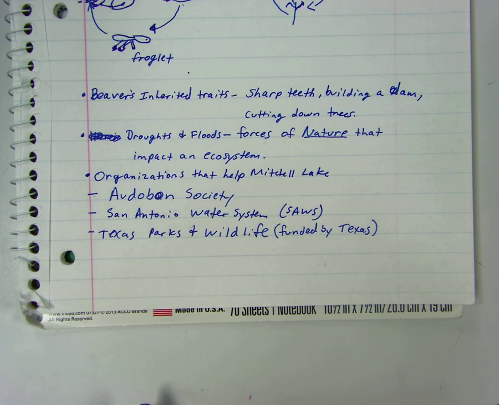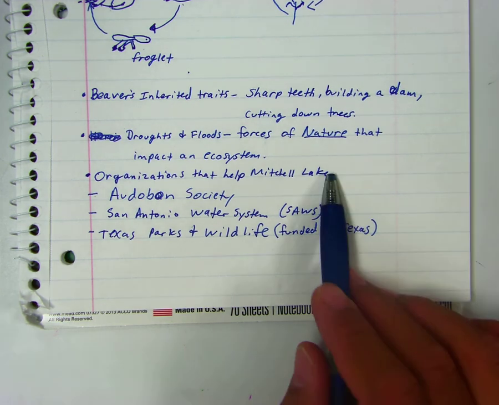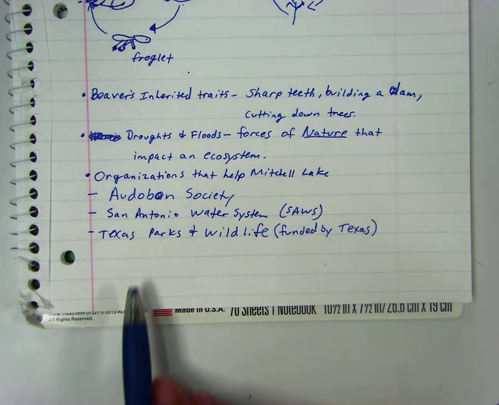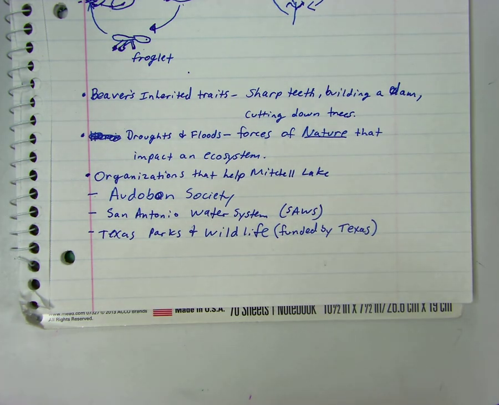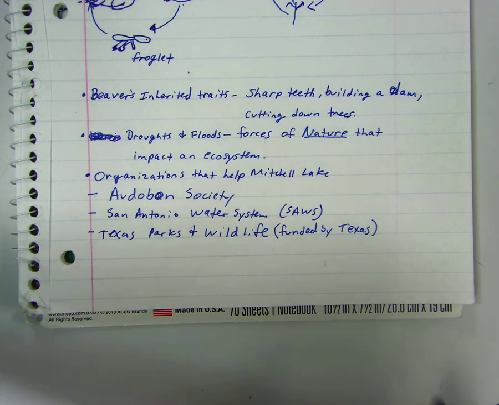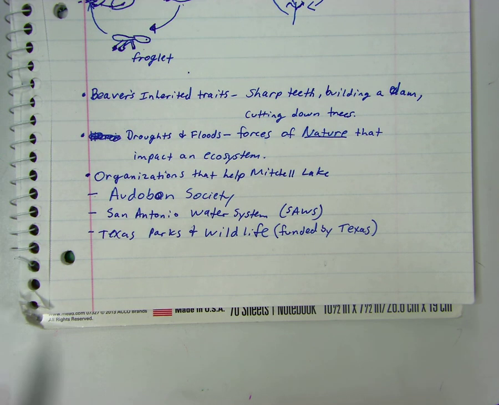Now, a few of the organizations that help Mitchell Lake, the first one, or one of them, is the Audubon Society. It helps conserve and preserve our natural habitat, and it helps the birds in that area. We have the San Antonio Water System, or SAWS, that helps Mitchell Lake, and the Texas Parks and Wildlife is also one of those that helps assist the Mitchell Lake area.